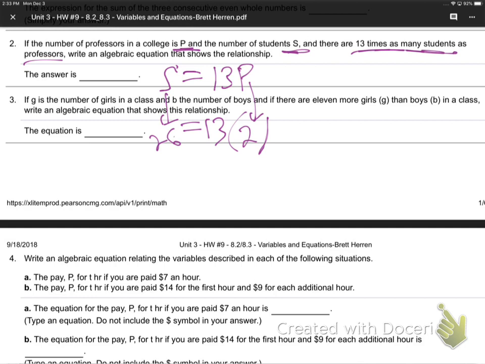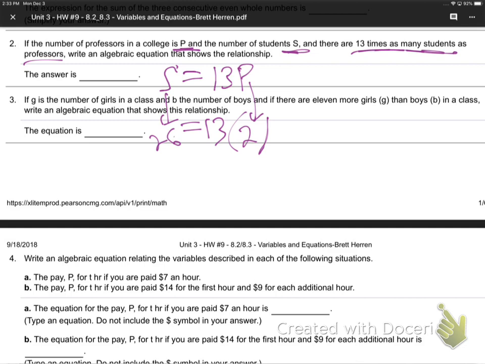I know it's confusing, or I've seen over the years that this is confusing for students because it says 13 times students. You kind of want to put the 13 next to the S. It almost seems that way from the word order, 13S. But I tried that and that wasn't right. So this is right. And the way I'm sure is I'm putting in actual numbers.